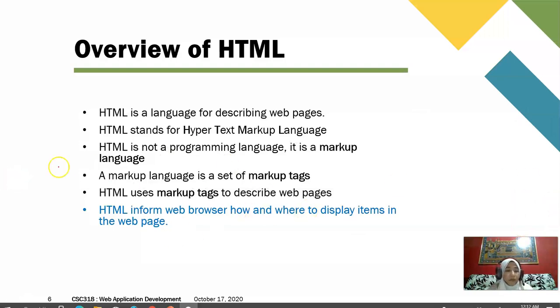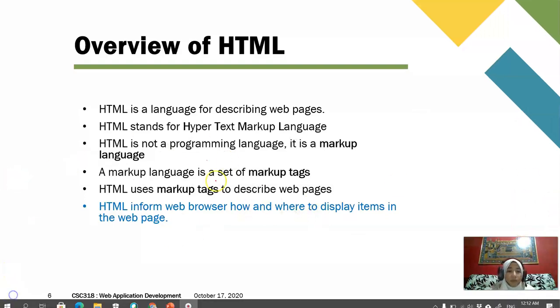So markup text is, okay, I will show you later. Okay, and then HTML uses markup text to describe the web page, to inform the browser how and where to display items in the web page. So it is similar to the concept of programming where you instruct using the syntax or the programming code. So for HTML also, if you want to display text or images, video and so on, you need to write the code using the HTML markup text.